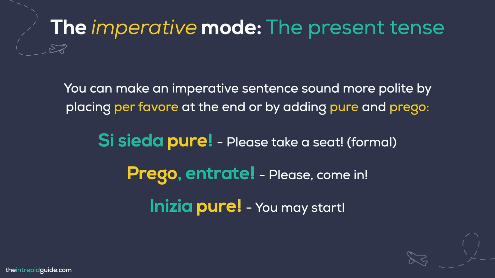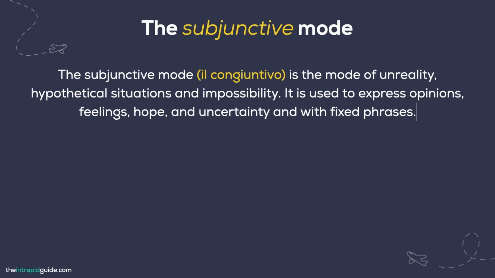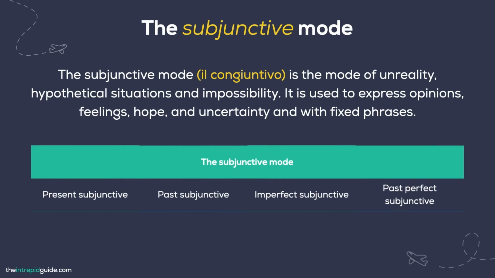The last mode we're going to look at is the subjunctive mode, or il congiuntivo. Probably the most dreaded mode by learners of Italian, the subjunctive is the mode of unreality, hypothetical situations, and impossibility. It is used to express opinions, feelings, hope, and uncertainty, and with certain fixed phrases. There are 4 tenses in the subjunctive: the present, the past, the imperfect, and the past perfect. Let's take a look at the present subjunctive first.